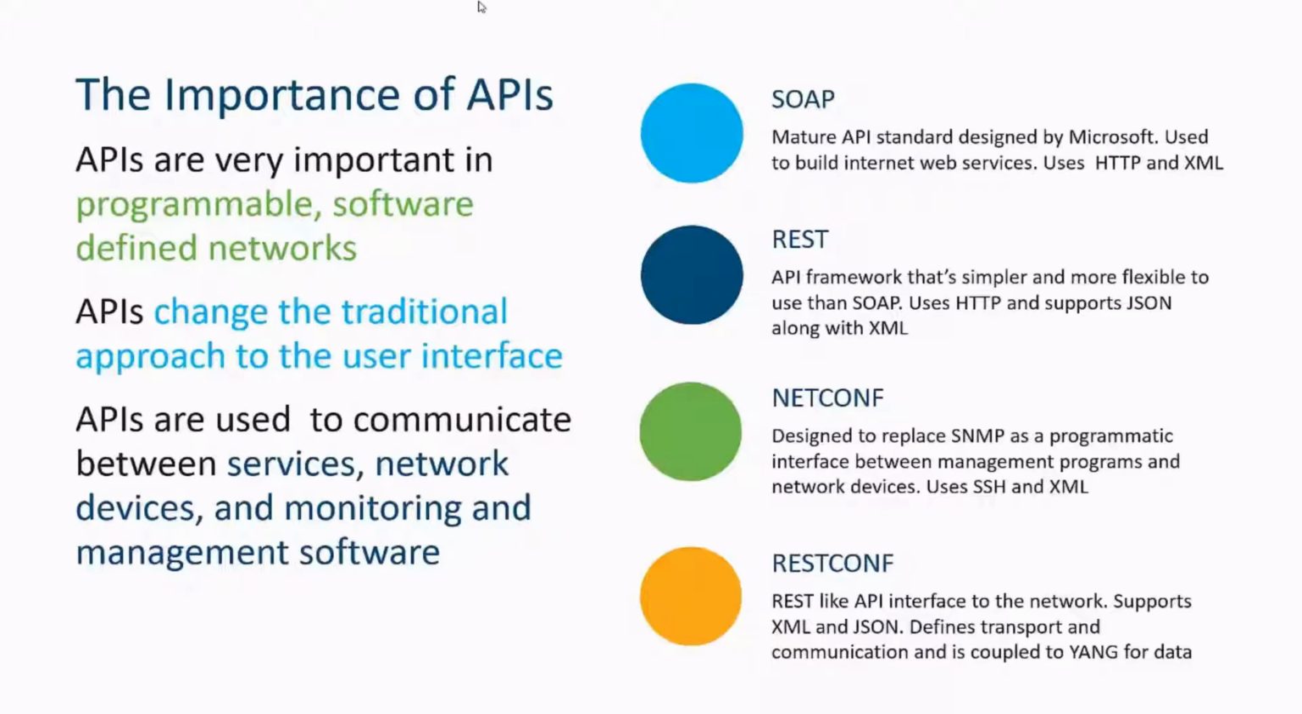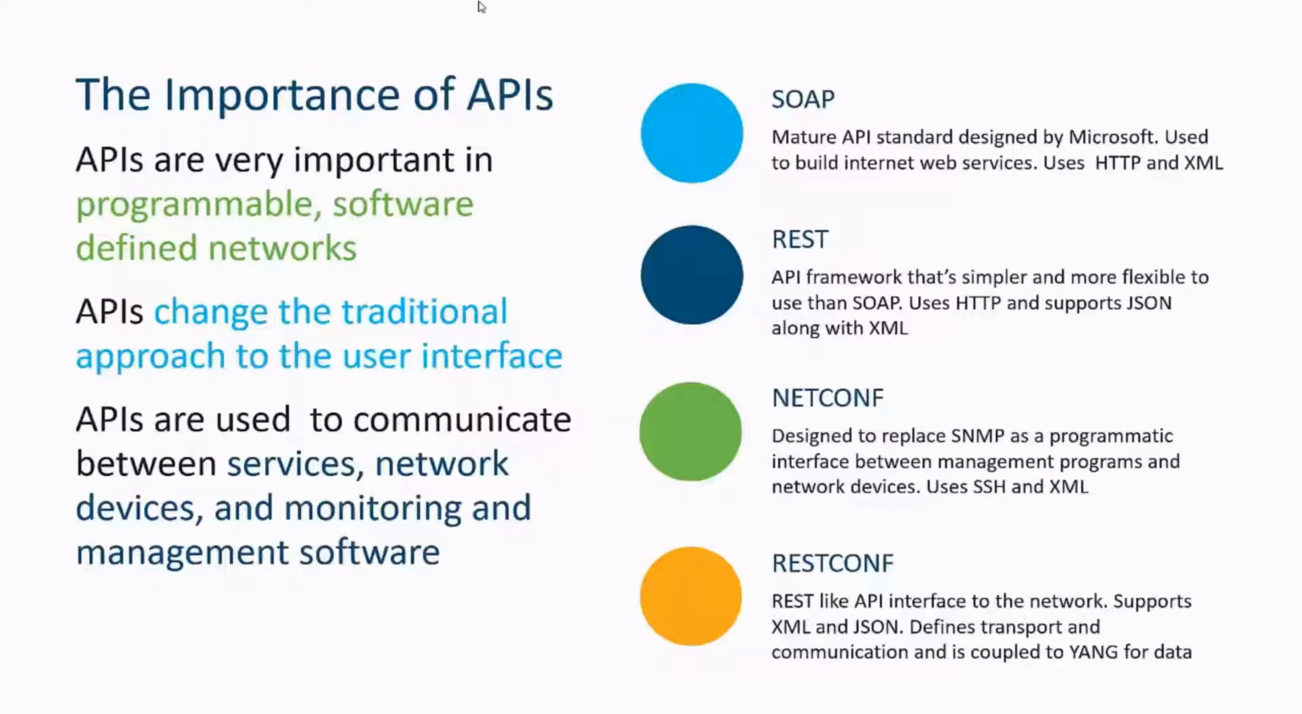Popular APIs are SOAP, which is a mature API standard designed by Microsoft and used to build internet web services. It uses HTTP and XML. REST, which is an API framework that's simpler and more flexible to use than SOAP. It uses HTTP and supports JSON along with XML.